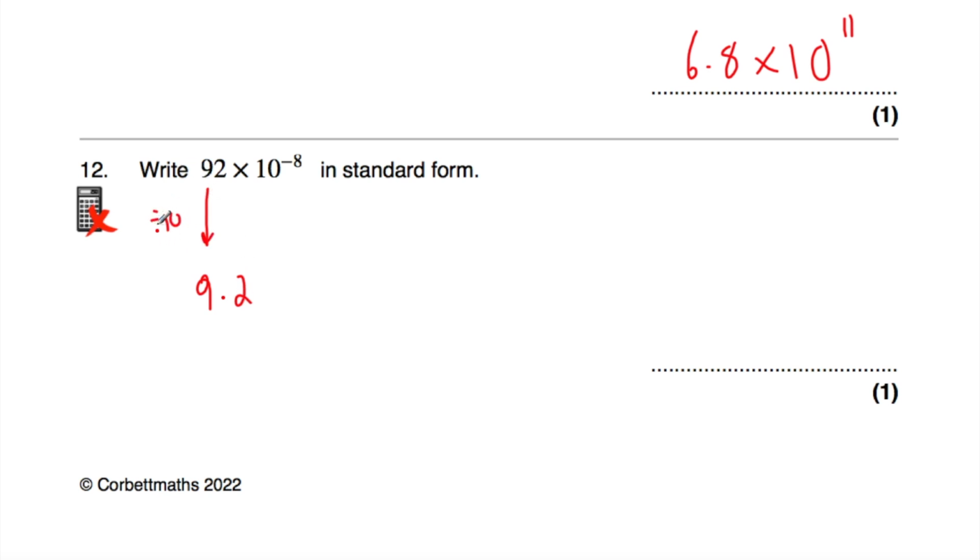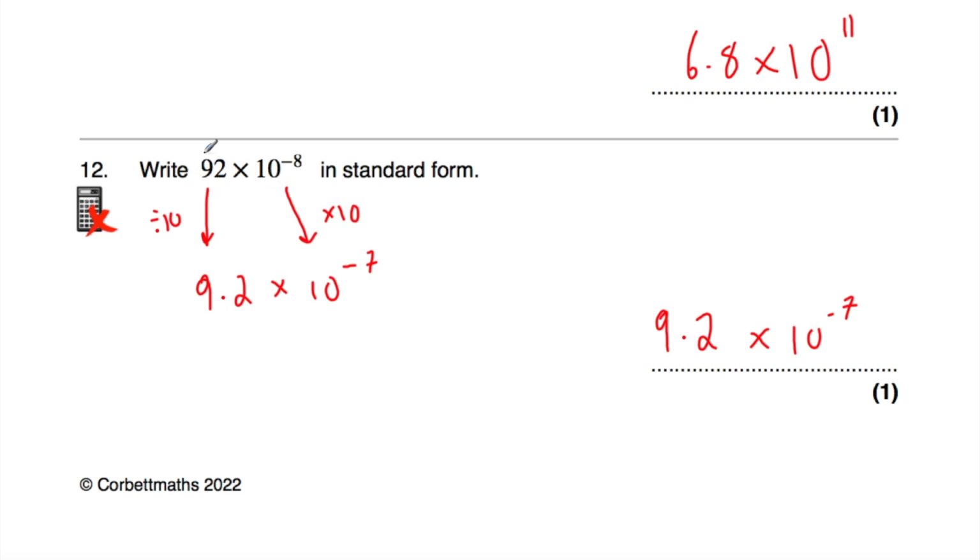We're dividing by 10. So we're going to make that number 10 times bigger because if we make one number 10 times smaller and the other one 10 times bigger, when we multiply them together, we'll still get the same answer. So whenever we make a number 10 times bigger, we're going to increase the power of 10 by 1. So instead of being to the power of negative 8, it's now going to be to the power of negative 7. So 92 times 10 to the power of negative 8 in standard form would be 9.2 times 10 to the negative 7. We made that number 10 times smaller, and we made that number 10 times bigger.